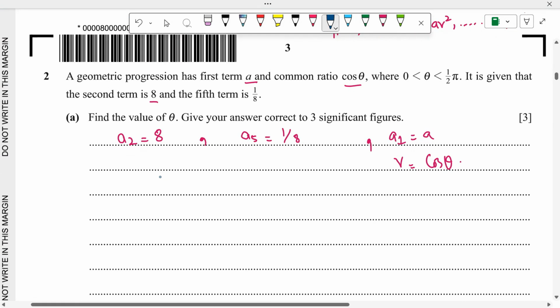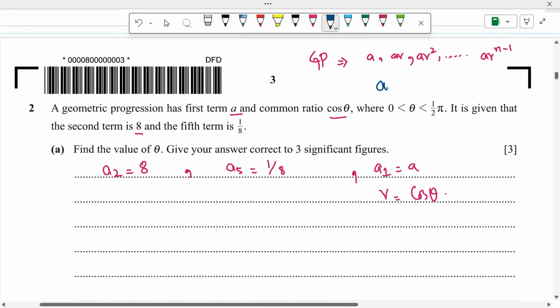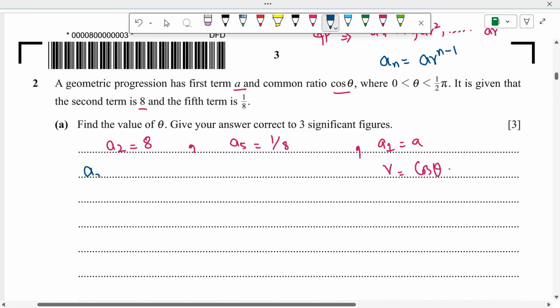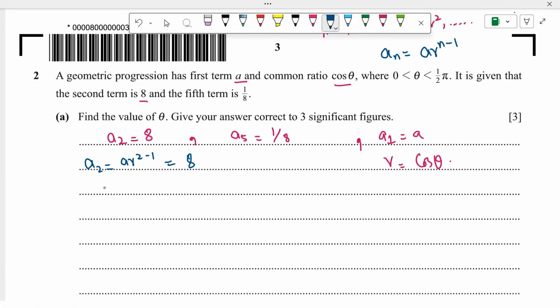We know that the nth term an for the geometric progression is equal to ar to the power of n minus 1. So the second term a2 is equal to ar to the power of 2 minus 1, which equals 8. This is ar equals 8, and r is cos of theta, so this can be written as a cos of theta equals 8. This is equation 1.